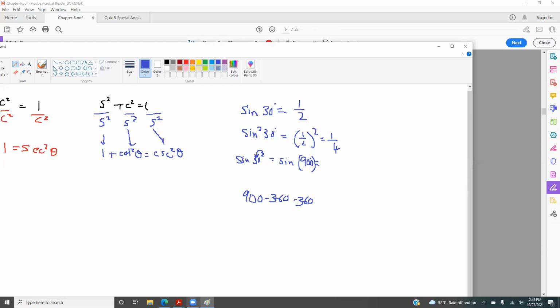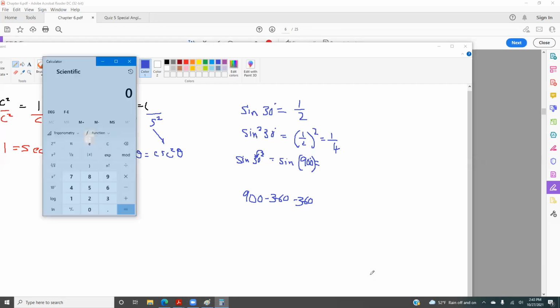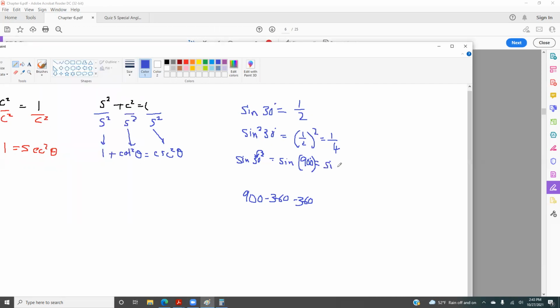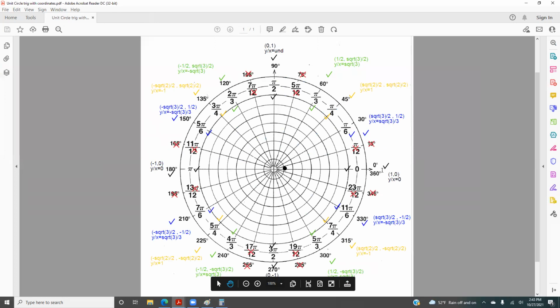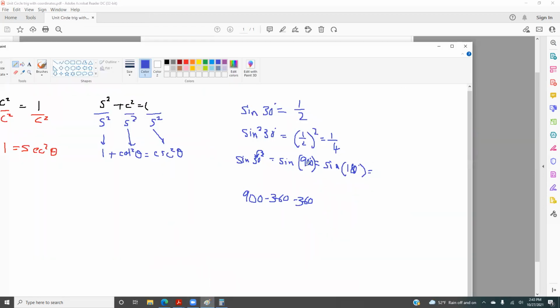So if I take 900 and subtract 360, that one is still big. So 900 take away 360 twice, still bigger. So we get 180. So this is actually sine 180 degrees. And now you can use a unit circle. What is sine 180 degrees, anyone? 0. The answer is 0. So in this case, sine 900 is 0.